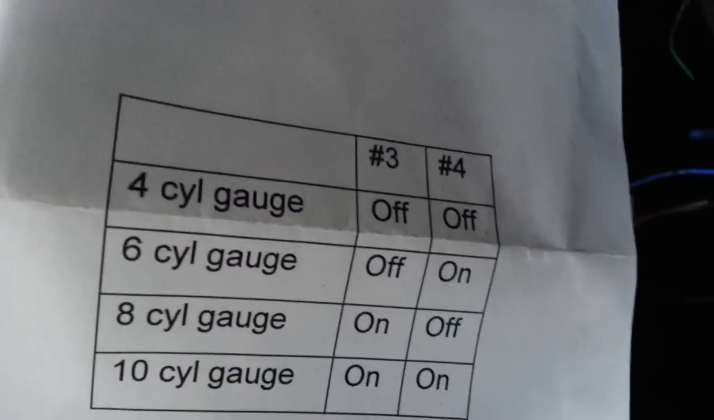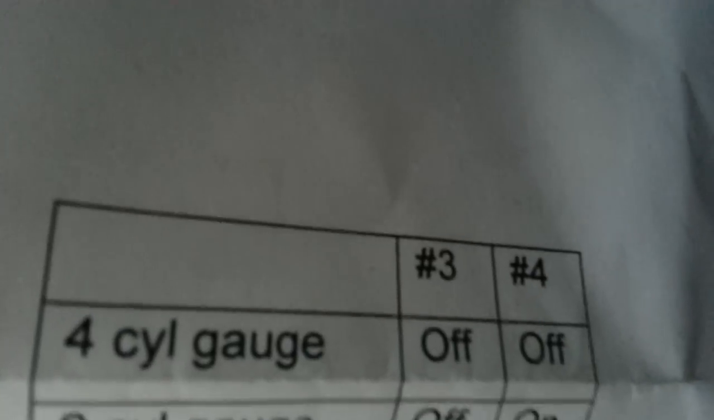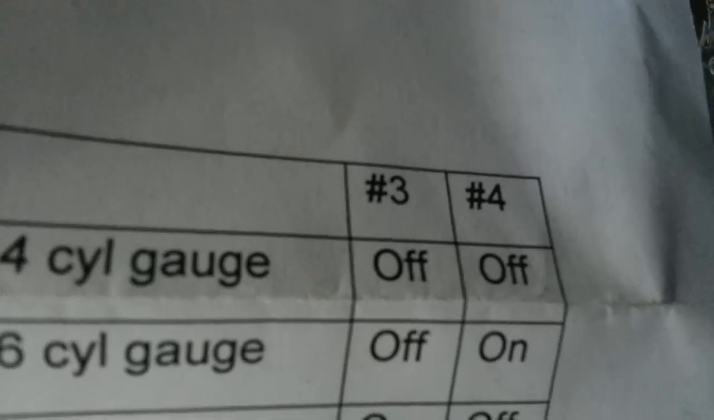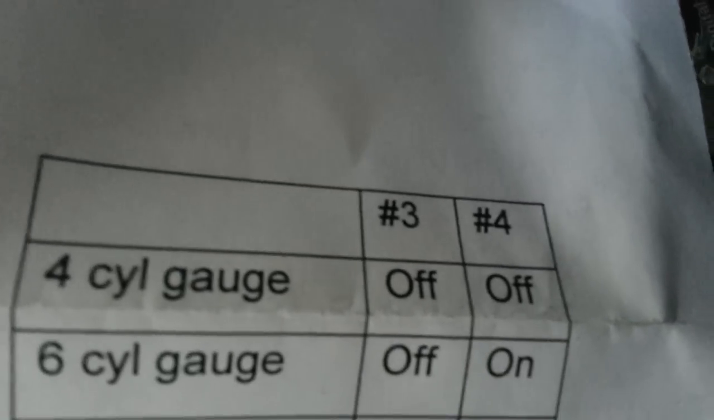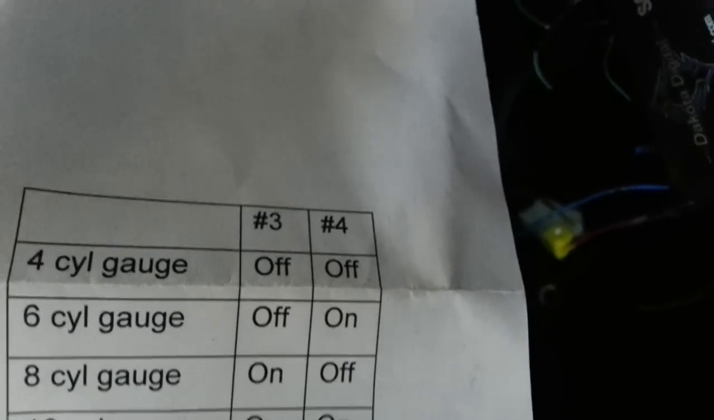3 and 4 off is for a 4-cylinder gauge. That's what we're going to do. If you're using a 6-cylinder gauge, like in a 300ZX Z32, for example, 3 would be off and number 4 would be on.